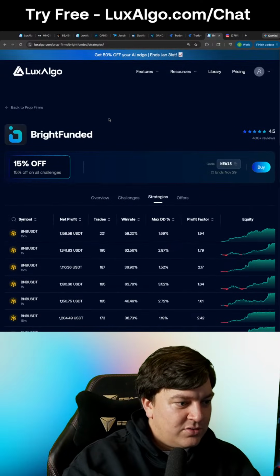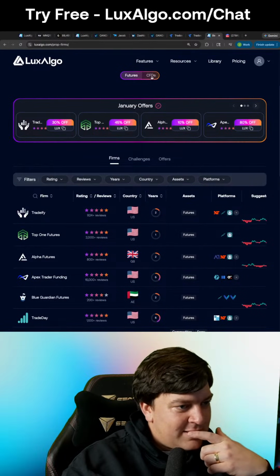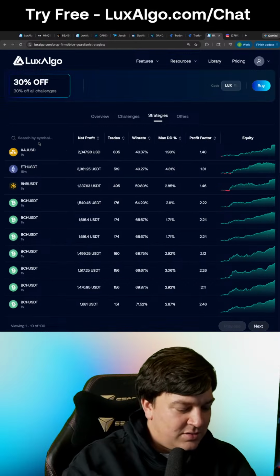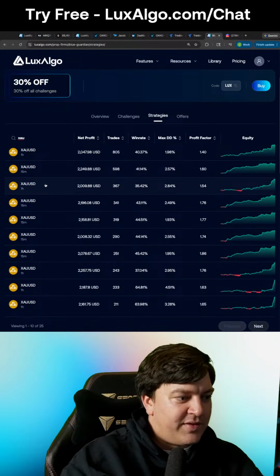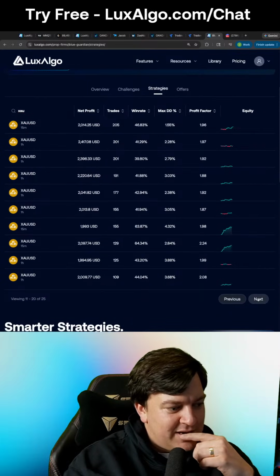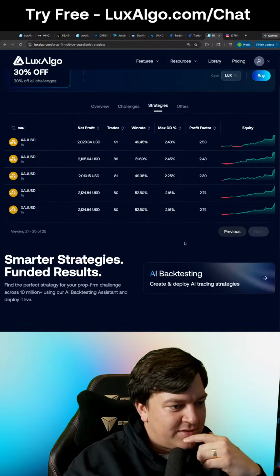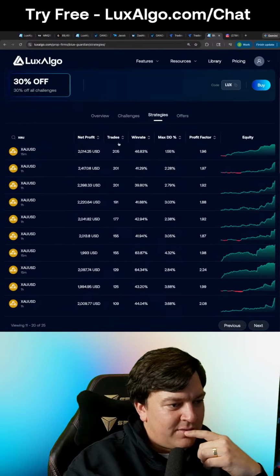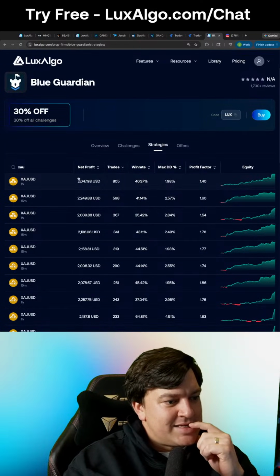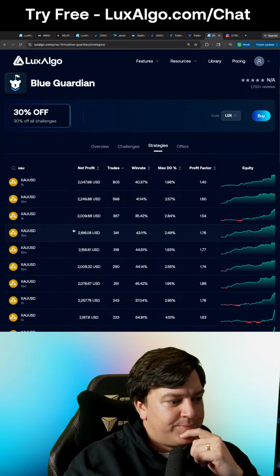Like I could go to, actually, let me go to that again. I could go to Blue Guardian, strategies. I could search XAU. It'd pull up all the XAUs. I could look at a 15 minute. Now, all of these are designed to be around their rules as well. They're filtered out to the rules. But you can look at the amount of trades and everything, which is insane. That's a decent one there. It's a 1 hour.